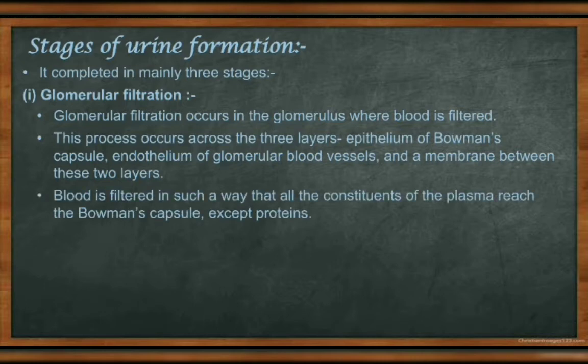Blood is filtered in such a way that all the constituents of plasma reach the Bowman's capsule except protein, because we all know that proteins are larger in size. All the components are transferred from the glomerulus to the Bowman's capsule except protein. Therefore, this process is called ultrafiltration.